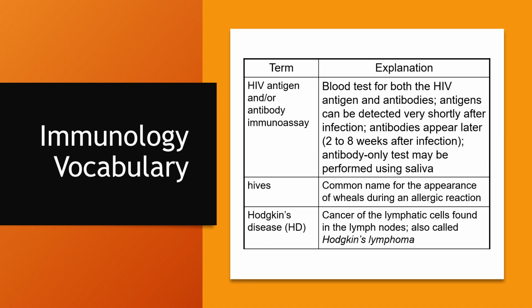Hives are a common name for the appearance of wheals during an allergic reaction. Hodgkin's disease, abbreviated HD, is the cancer of lymphatic vessels that's found in the lymph nodes. It's also called Hodgkin's lymphoma.